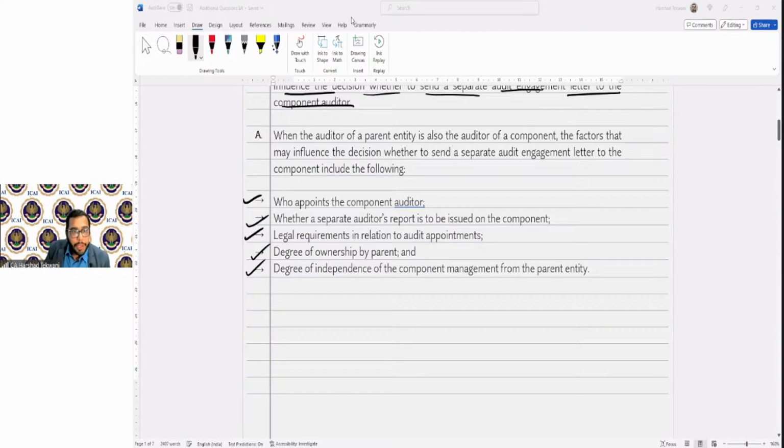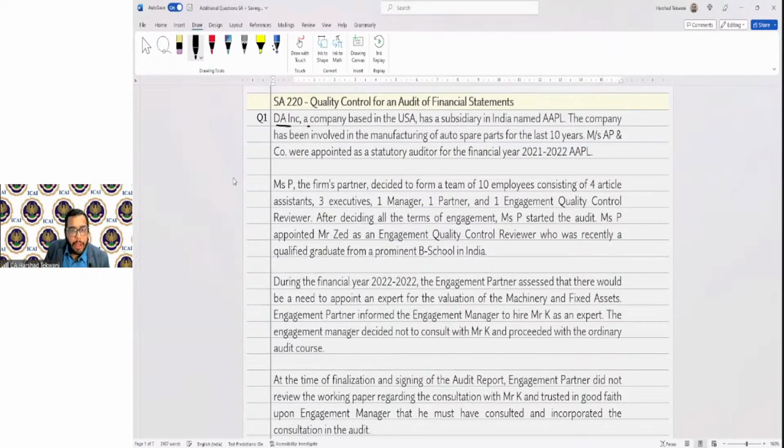Okay. DA Incorporation, a company based in the US, has a subsidiary in India named AAPL. The company has been involved in the manufacturing of auto spare parts for the last 10 years. Messrs. AP and Company were appointed as statutory auditor for the financial year 21-22 of AAPL.